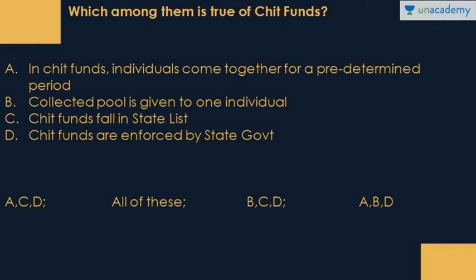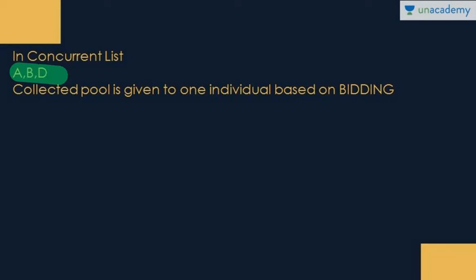Next. Which among them is true of chit funds? A, in chit funds, individuals come together for a predetermined period. B, the collected pool is given to one individual. C, chit funds fall in the state list. D, chit funds are enforced by state government. Looking at the options, the first one is absolutely correct: they come together for a predetermined period. B, all the collected money is given to one individual, and this is via some bidding procedure. C, chit funds fall in state list. This is wrong. Chit funds fall under the concurrent list. D, they are enforced by state government. Yes, the enforcement lies with the state government. So we have only A, B, D as the correct option.